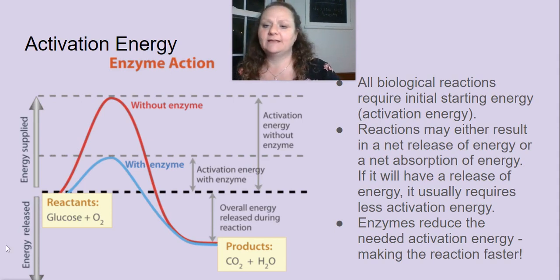So, in this case, right here, what we're looking at, our reactants are glucose and oxygen, right? And we have released energy and we have energy supplied. So, you see that without the enzyme, we require quite a bit of energy to get the reaction going. But once it starts going, it ends up producing energy for us, right? And the products here are carbon dioxide and water. For those of you who didn't catch on already, this reaction is actually cellular respiration.